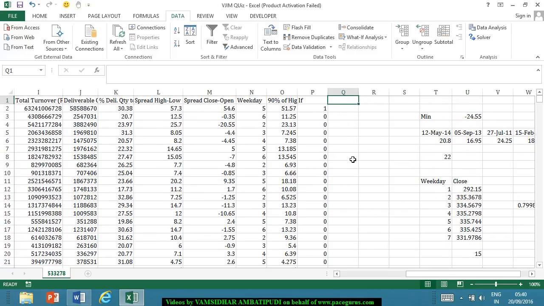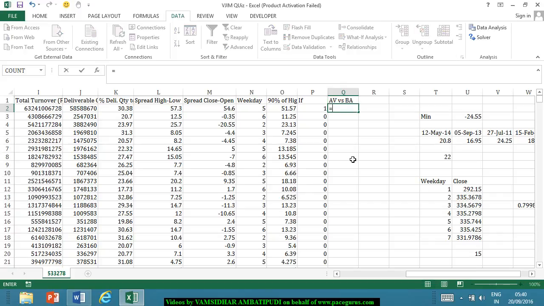So I can find out the days which are above average and which are below average. So the days, I can categorize them. I'll take above average versus below average.